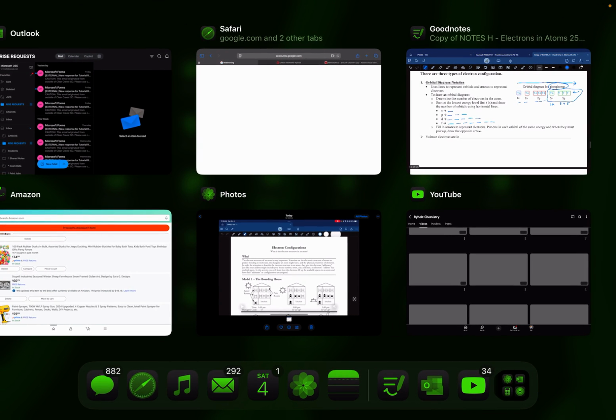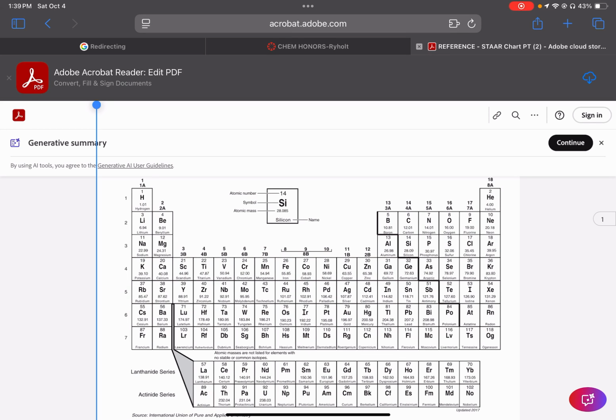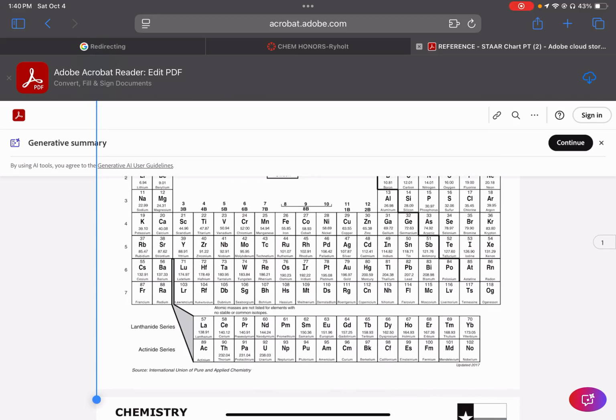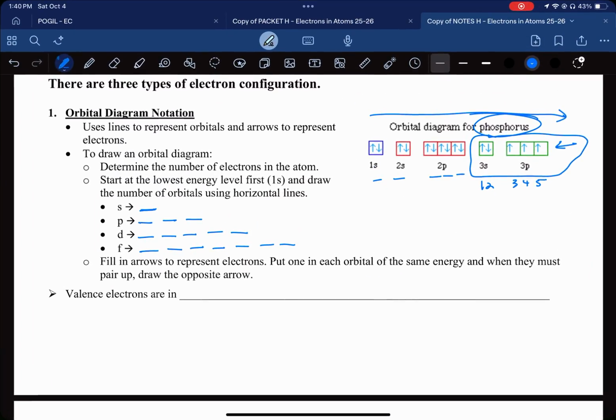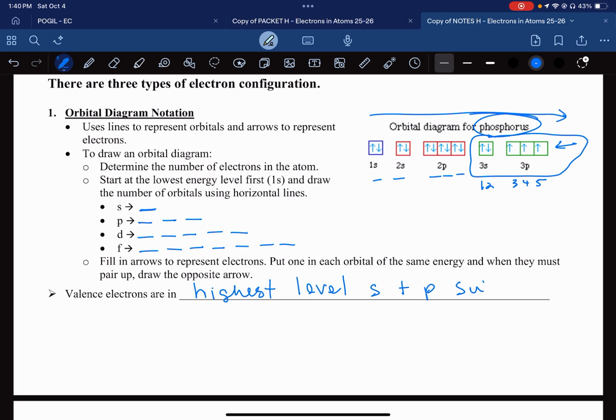Okay, so let's just go see. Do I have phosphorus still on here somewhere? Yes, I do. All right, so here's phosphorus. According to the periodic table and what we've already learned, since phosphorus is in group 5A, then we know that five valence electrons should be present, and that agrees with our orbital diagram. Okay, so valence electrons, they're in the highest level s and p sublevels.